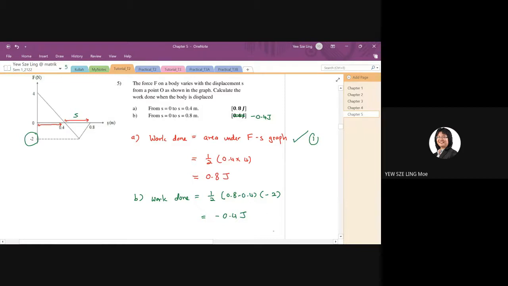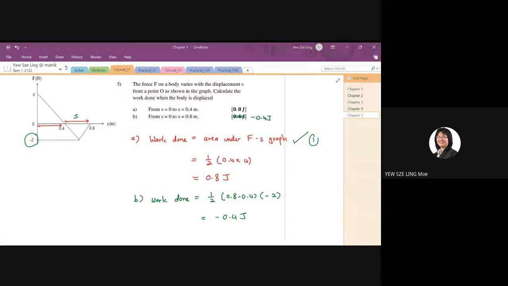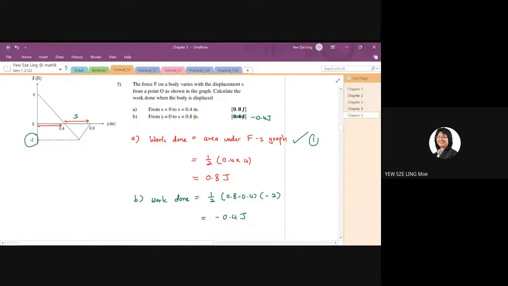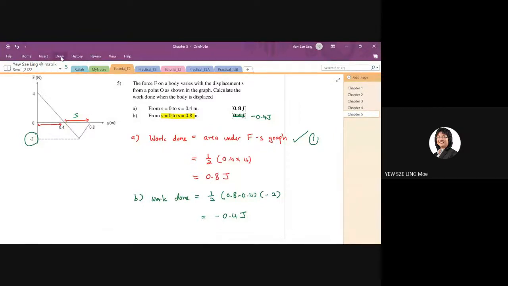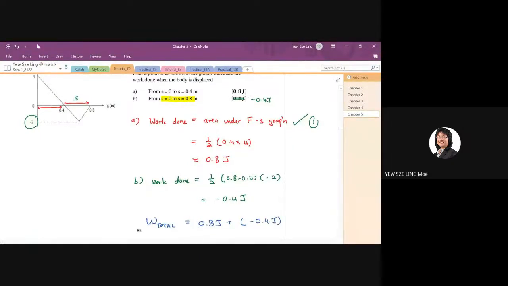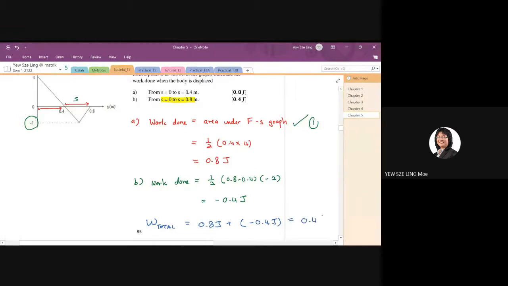Now if I want to add one more, sorry, I need to add them up. Because if you look at the question, it asks you to calculate from 0, not just from 0.4 until 0.8. Then it means it wants you to calculate the total work done. So total work done, W total, is equal to 0.8 joule plus negative 0.4 joule. So the answer is correct, my bad. The answer is 0.4 because now you calculate total work done. So you use 0.8 minus 0.4, which gives you 0.4 joule.